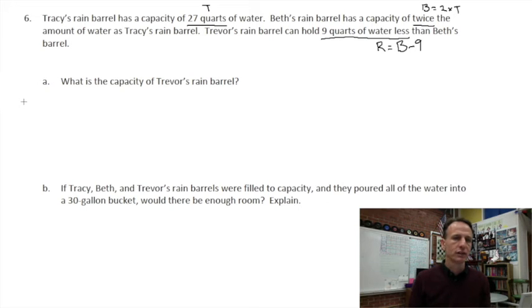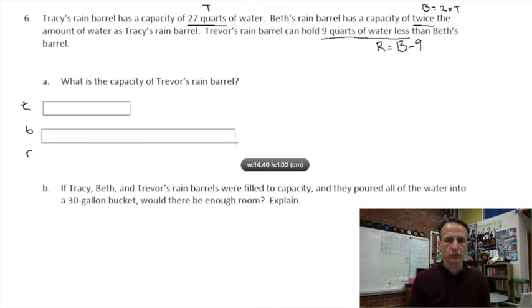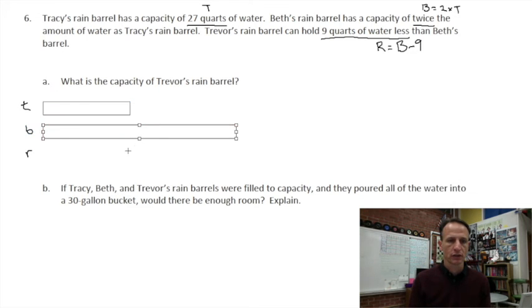So we're going to start off. We have Tracy, we have Beth, and we have Trevor, which we're using an R for here because T's already taken. So Tracy is 27. Beth is twice that, so I'll make hers twice as long. And then we have Trevor, who is a little bit less. Oh, I'm sorry. Did I do that wrong? I did. No, I just put the wrong labels here, sorry.